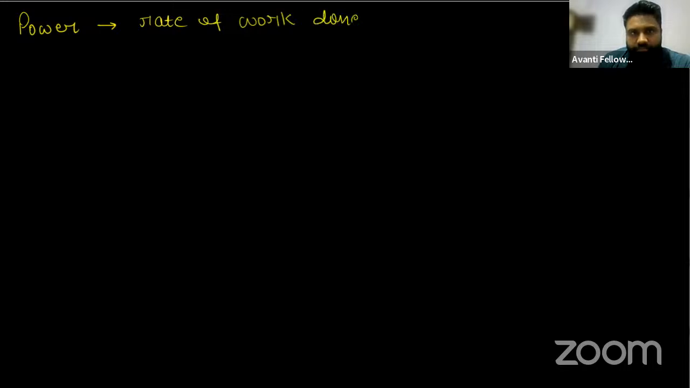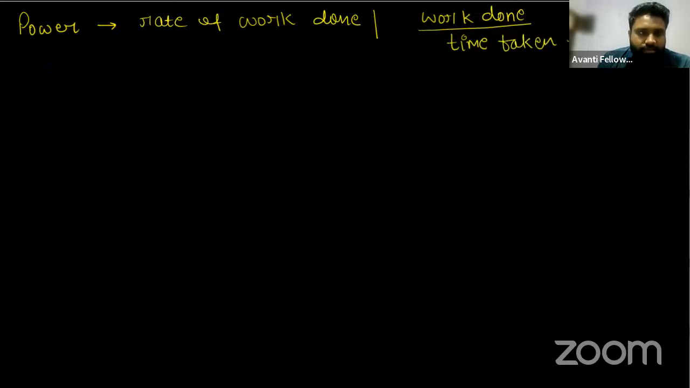So here we are going to discuss power. Power is nothing but the rate of work done, which means work done per unit time, work done divided by time. Power is represented by P, so you can write it like this: P is equal to delta W by delta T.